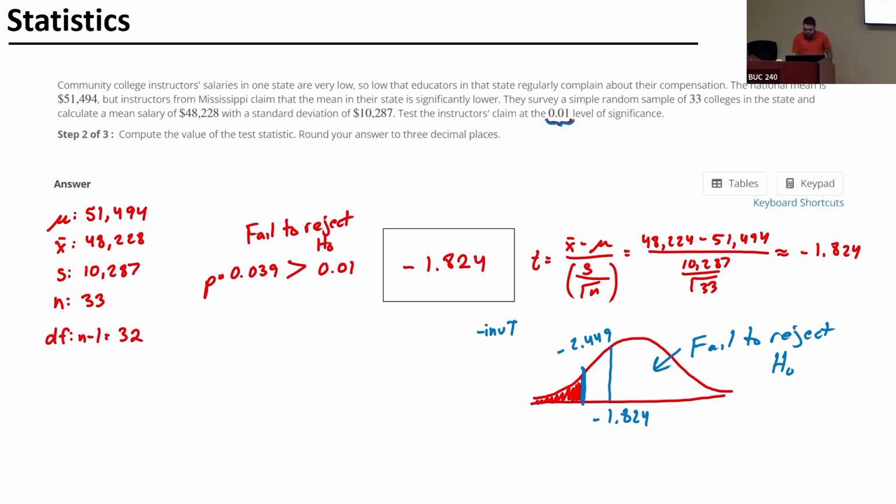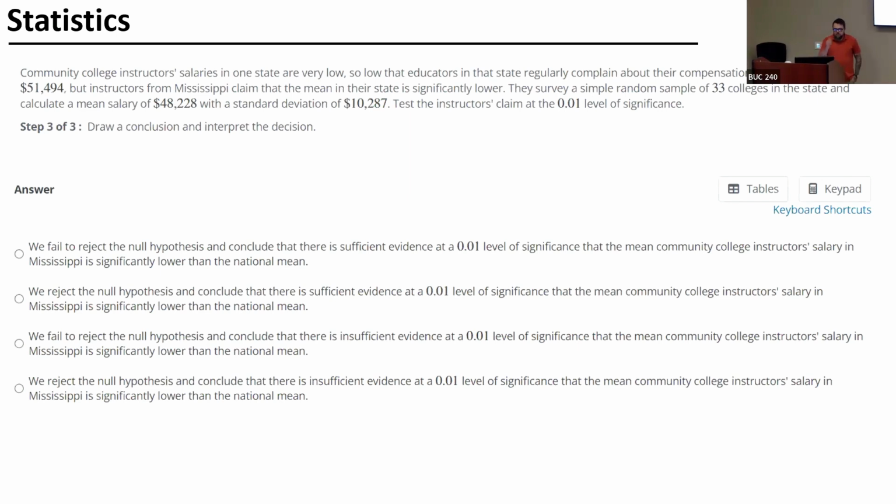Fail to reject. Good. So once again, we know we're failing to reject, so let's make the last part easy. Since we're failing to reject, we can immediately come in here and go, well, I can't have that one, and I also can't have that one. So now we're literally at a coin toss. So we fail to reject the null hypothesis and conclude that there's sufficient evidence at a 0.01 level of significance that the mean community college instructor salary in Mississippi is significantly lower than the national mean, or we fail to reject the null hypothesis and conclude there is insufficient evidence.